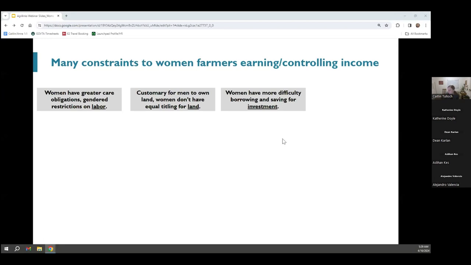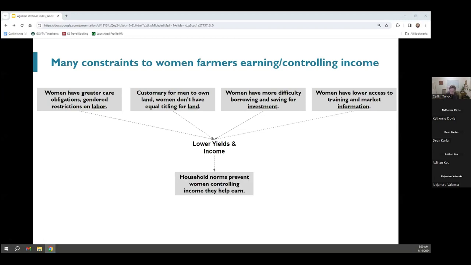Women may have more difficulty borrowing and saving to finance investments, improved equipment, inputs, techniques on that land in a way that lowers their income. And lastly, women may have lower access to training, information about the market, but even social networks through which information passes that could help inform cultivation decisions. And so for all of these reasons together, there's a huge body of literature on the lower yields and the lower income that women farmers experience compared to their male counterparts.